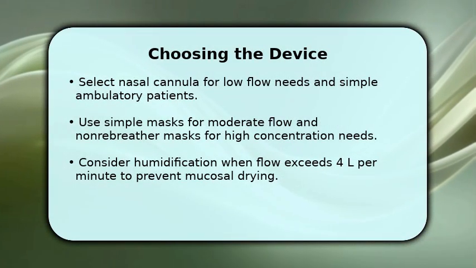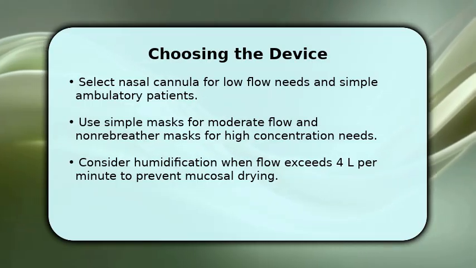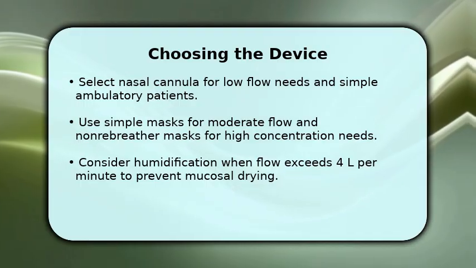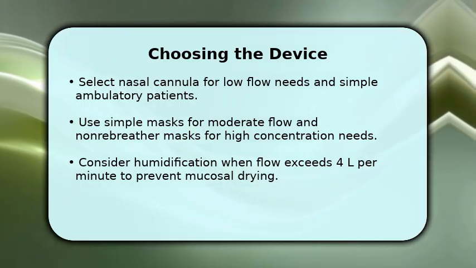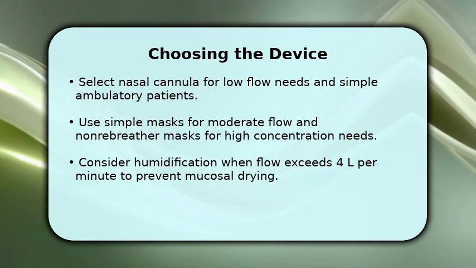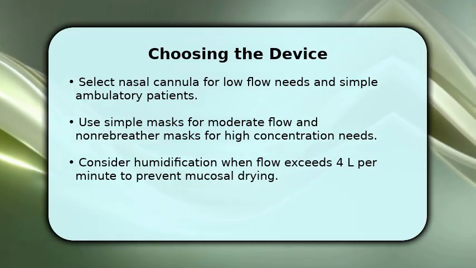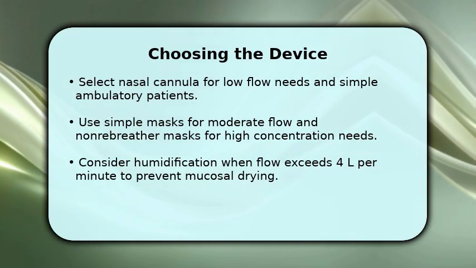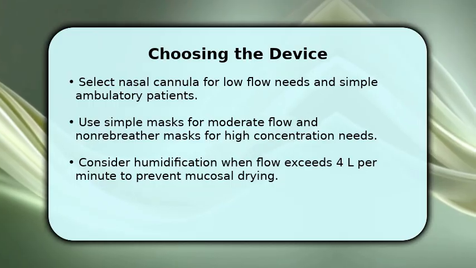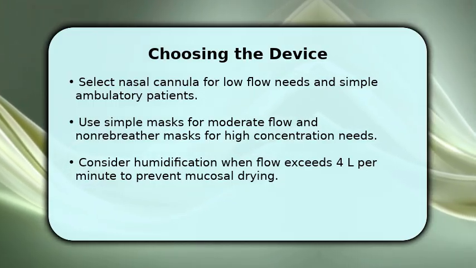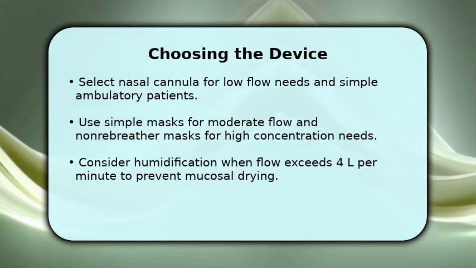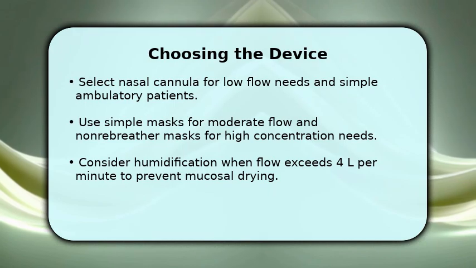Choose the right device by matching patient needs to oxygen delivery characteristics, starting with nasal cannula for low flows and masks for higher demands. Assess whether humidification is needed to prevent mucosal drying, especially above 4 L per minute. Ensure proper sizing and fit to minimize leaks and maximize comfort. Teach patients how to use and replace disposables, and double-check that flow meters and regulators are set to the prescribed values before leaving the bedside.